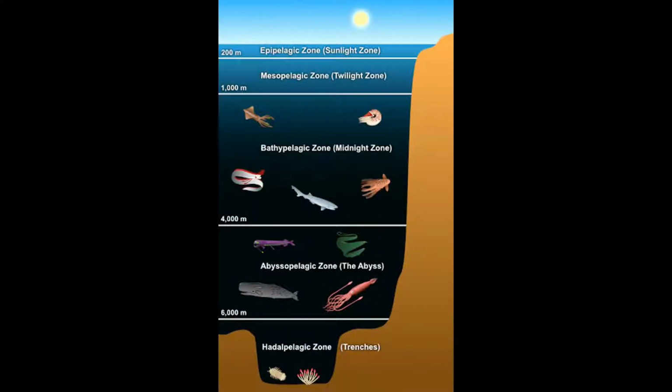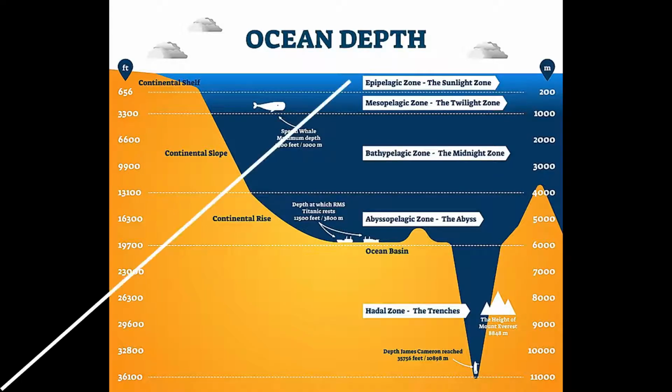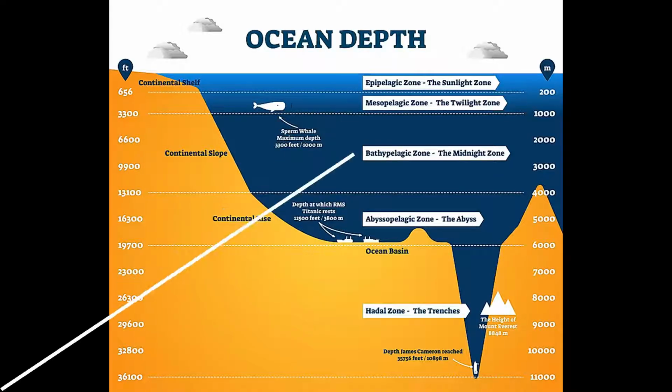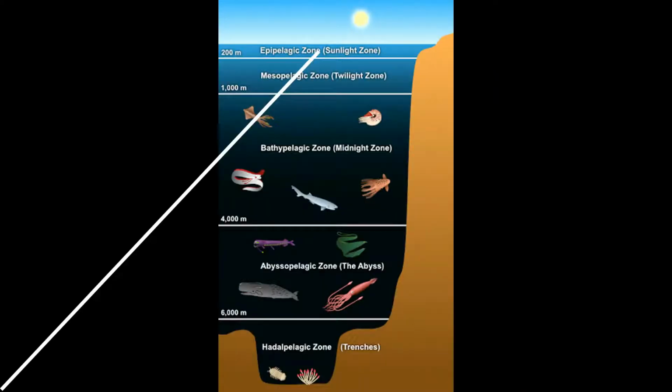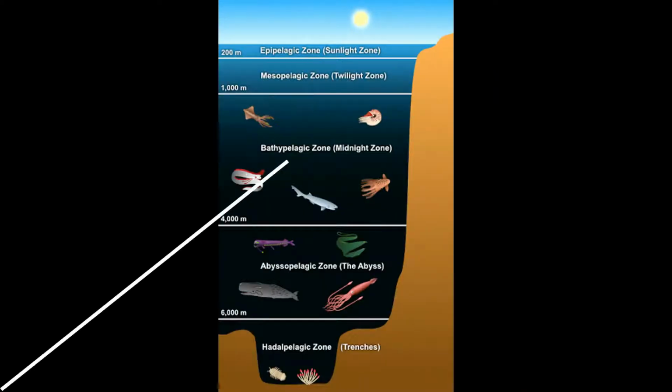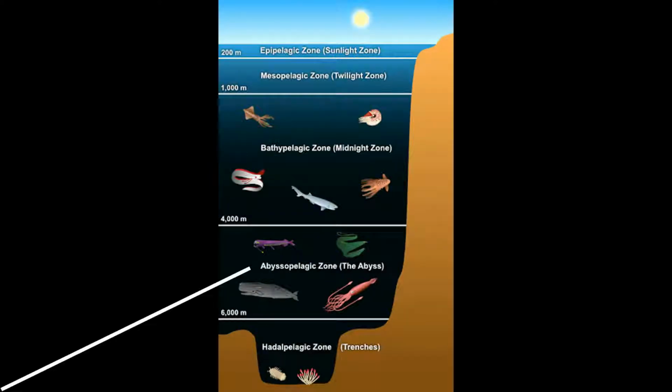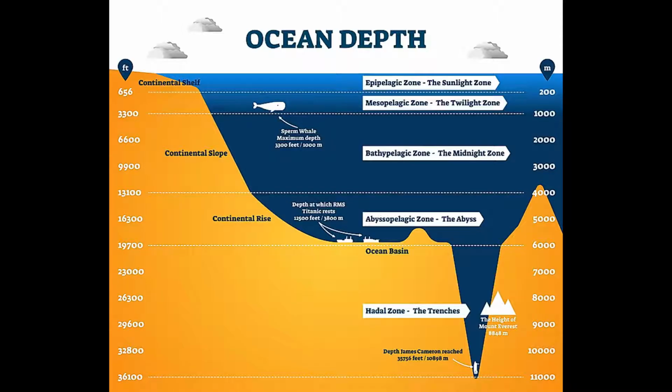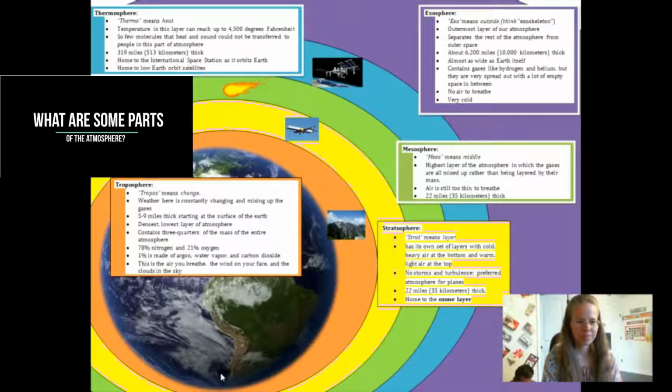What are some ocean zones? Some ocean zones are epipelagic, mesopelagic, bathypelagic, abyssal pelagic. These are some ocean zones.